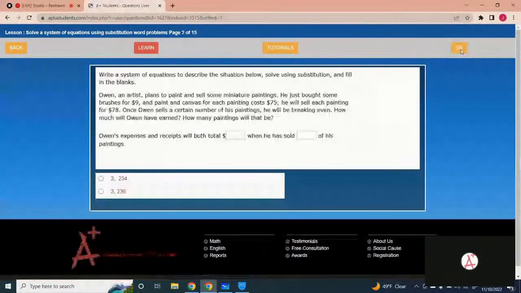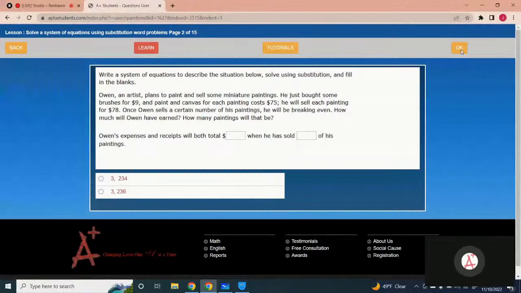Okay, let's do another example. The next one is: write a system of equations to describe the situation below. Solve using substitution. Owen, an artist, plans to paint and sell some miniature paintings. He just bought some brushes for $9, and paint and canvas for each painting costing $75. He will sell each painting for $78.